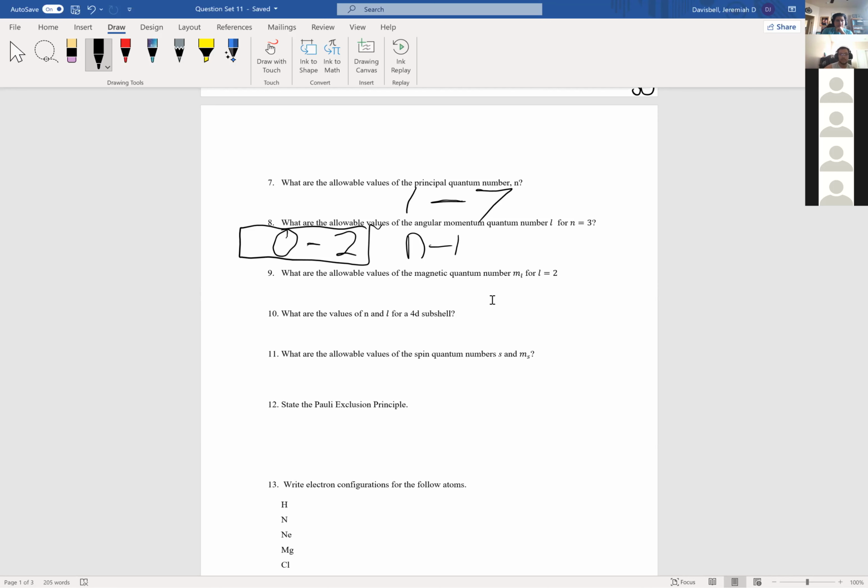Two. 2, right? Okay, so it for sure can be 2. Can it be 1? Yeah. Okay. What else can it be? 0, -1, and -2. So how did you come up with -2, -1, 0, 1, and 2? It's between -2 and 2. Okay, which is negative L to L, right?